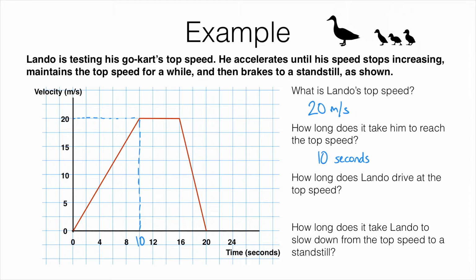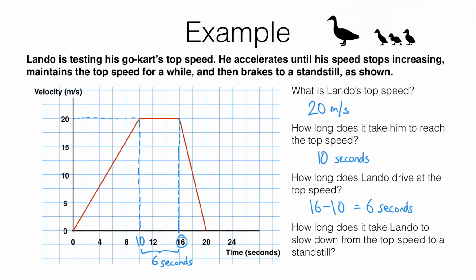The next question asks us, how long does Lando drive at the top speed? Well, he starts driving at the top speed 10 seconds after setting off, so he has accelerated all the way up to that point for the first 10 seconds, and then he's at his top speed and he stays at his top speed of 20 meters per second all the way along this flat bit here, and that ends at this point, which is 16 seconds after he set off. So he started off at top speed here at 10 seconds and he finished 16 seconds after setting off. So he was at top speed for a total of 6 seconds. That's the difference between 10 and 16.